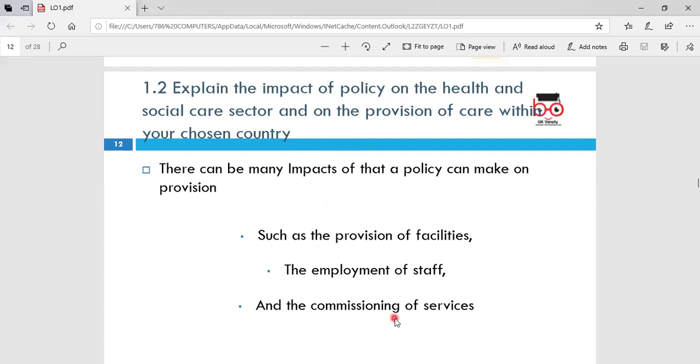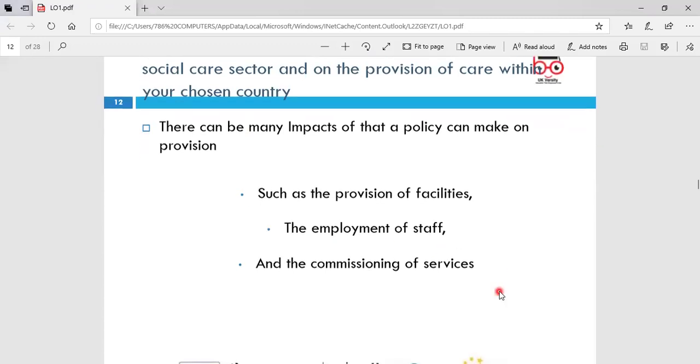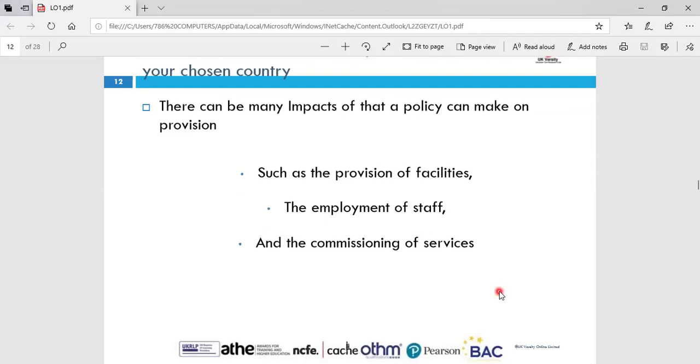I'll talk about these three. We've talked about policies. So there could be provision of facilities, there could be employment of staff, there could be commissioning of services, any other impact that you can think of. Anyone? Impact of all these policies that we've just talked about.